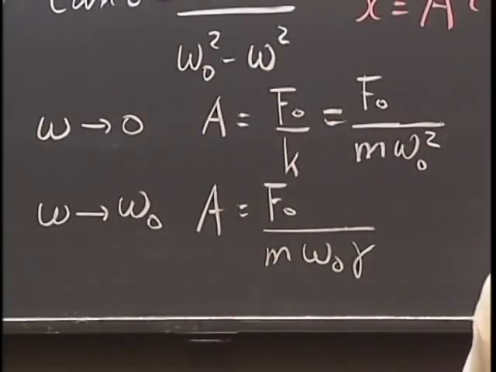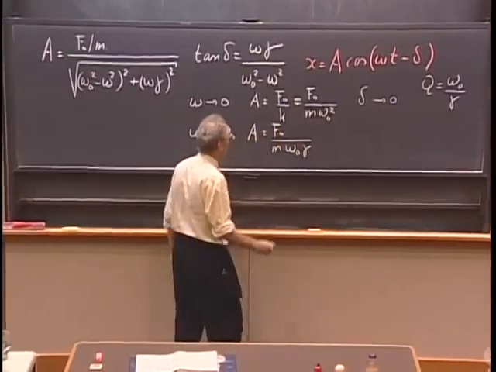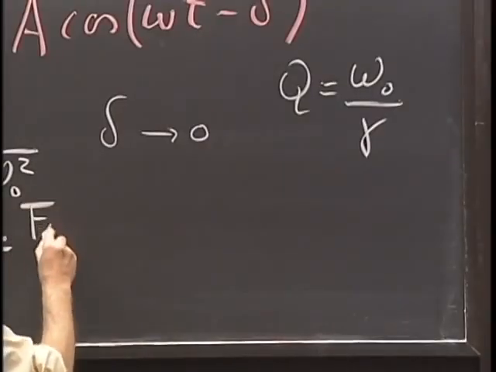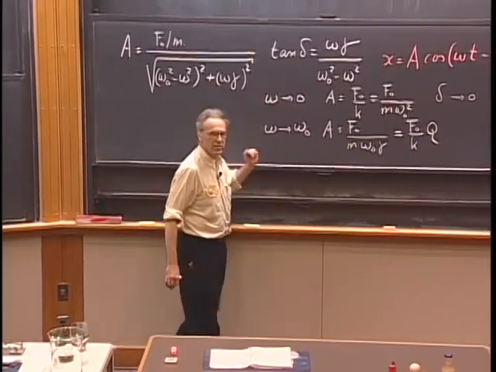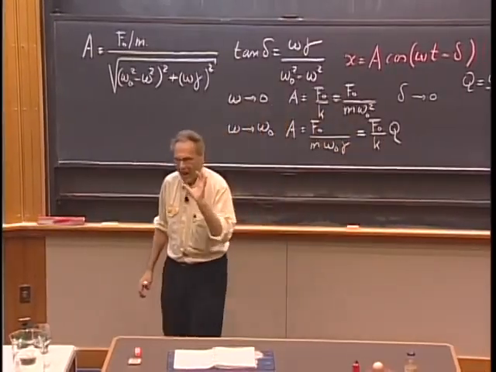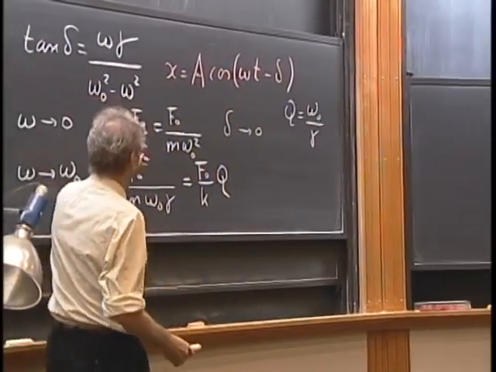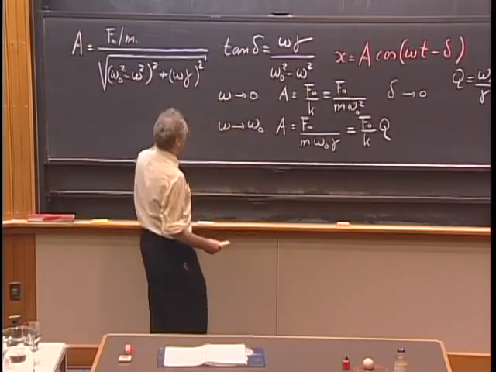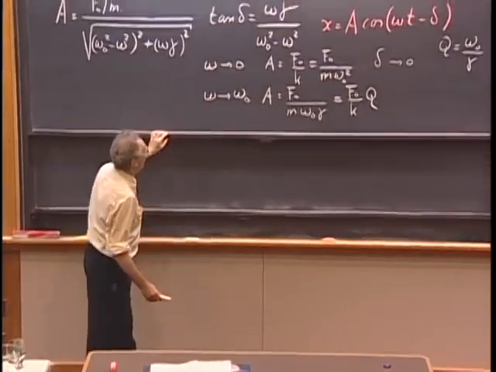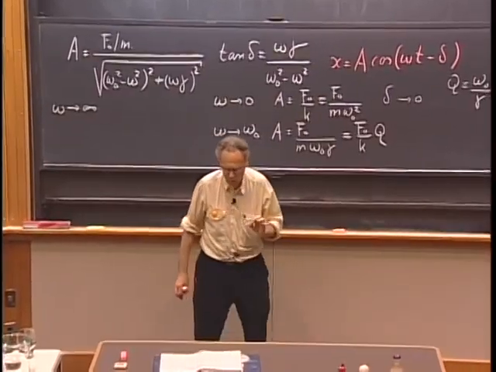Well, if you remember that we introduced a quality factor Q, omega 0 divided by gamma, which is a dimensionless number, then you can also write this as F0 divided by K times Q. So that's nice to remember that at resonance, if you define this as resonance, the amplitude of the object is Q times higher than what it would be at extremely low frequency. This is interesting to remember. So this is the amplitude at very low frequency, and when you drive it at resonance, it is Q times higher.